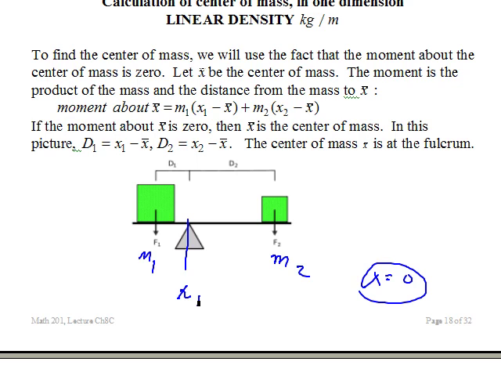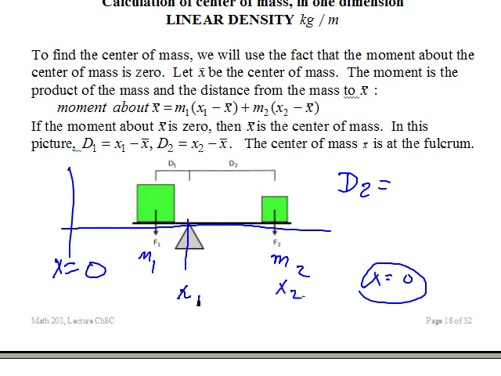Well, say I have some kind of coordinate system here. Maybe the 0's over here. Then d2 is going to be x2 minus, oh, this is x bar, I'm sorry, minus x bar. Okay. d1 is located at x1. It's going to be x1 minus x bar. Again, these are not distances. In terms of a measure, they have sign. They can be positive or negative.